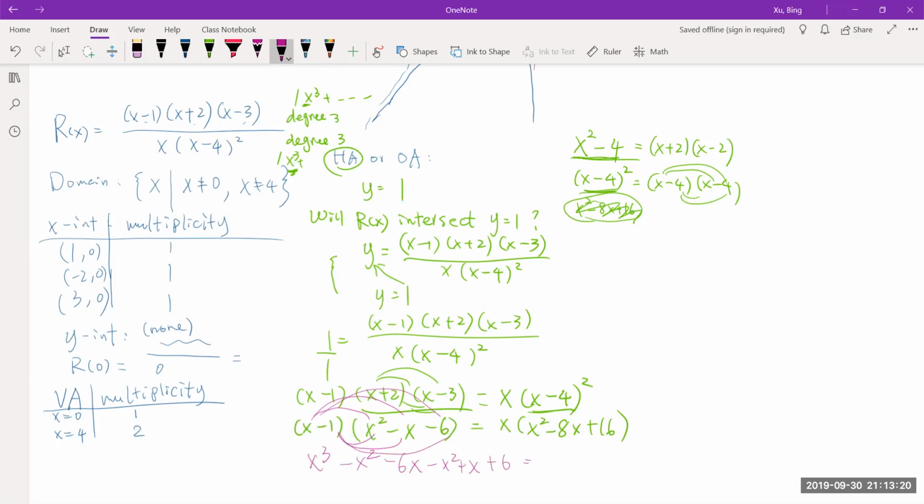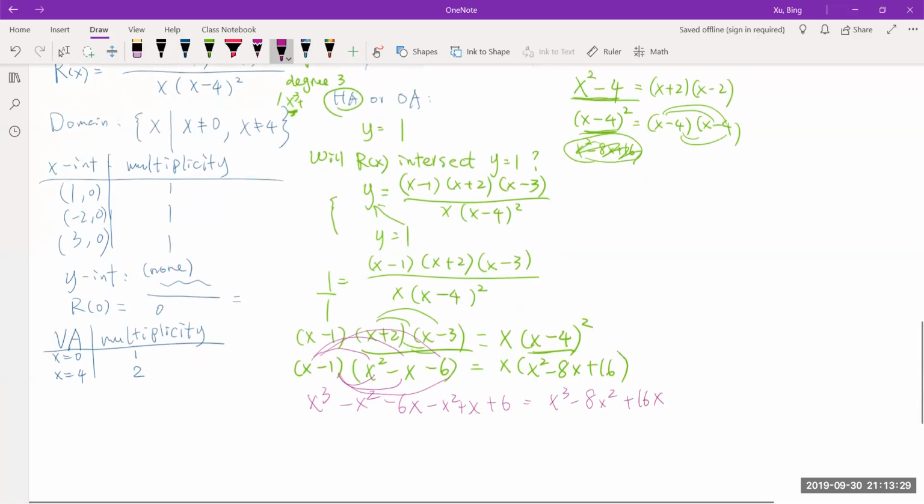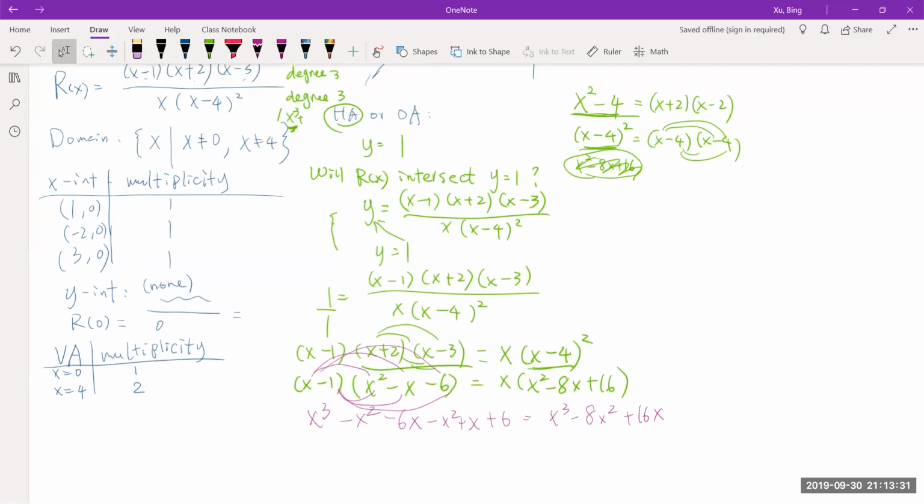On the right side, let's distribute x: x cubed minus 8x squared plus 16x. Okay, x cubed and x cubed cancel on both sides. On the left side, combine like terms. Negative 2x squared minus 5x plus 6. On the right side is negative 8x squared plus 16x.